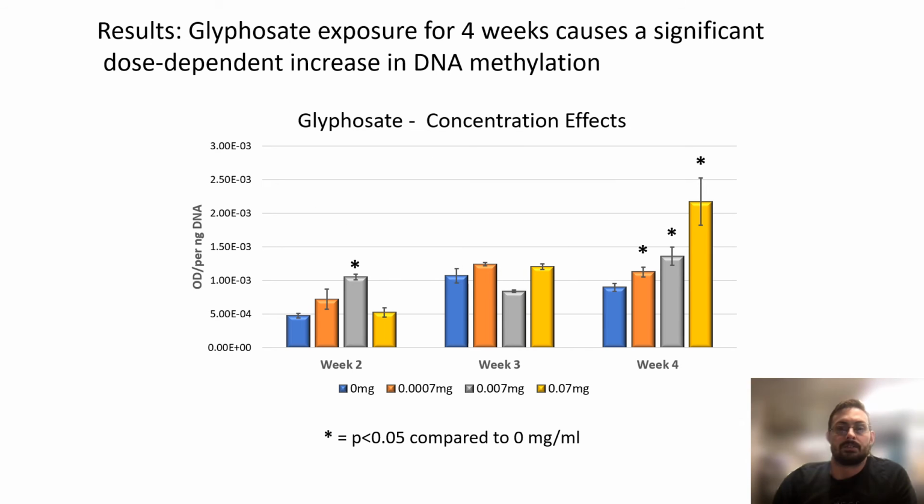The y-axis of our results represents the OD reading per nanogram of DNA of the sample. The x-axis represents the weeks the cells were isolated, and the asterisk indicates significance. It can be seen that, except for one sample at week 2, there is no significance between the treated and untreated for both week 2 and week 3. However, at week 4, we see that the DNA methylation significantly increases for all 3 treatment groups, indicating that there is indeed a dose-dependent increase.